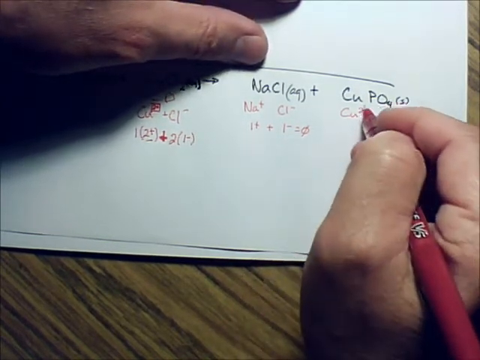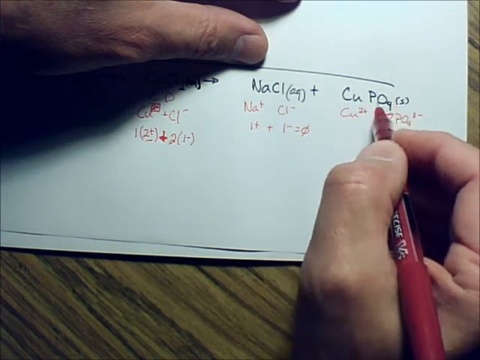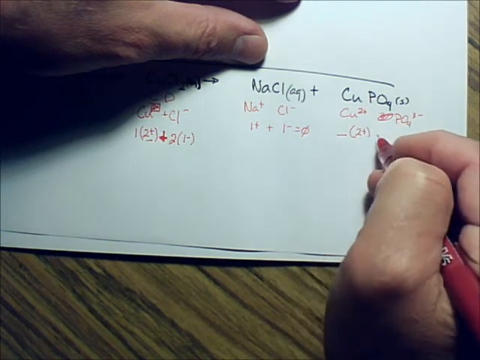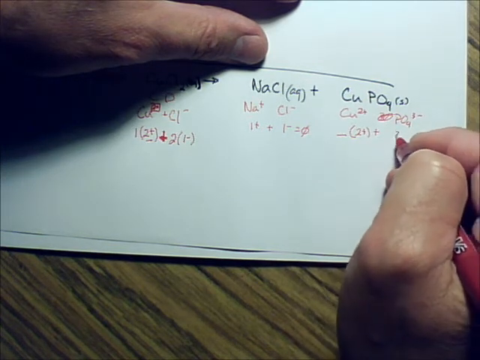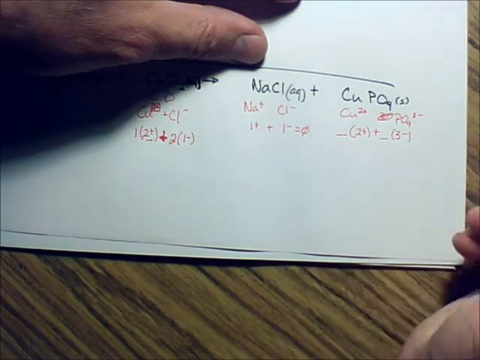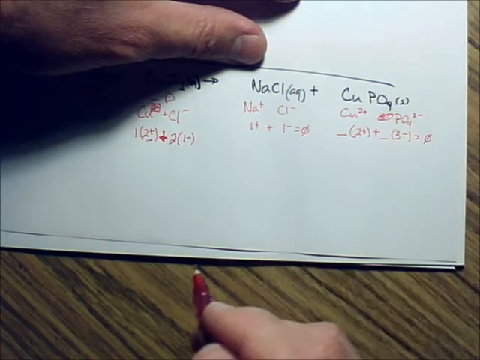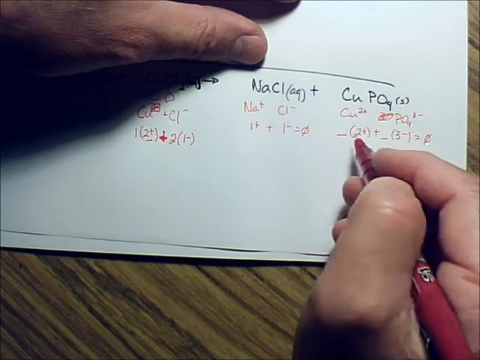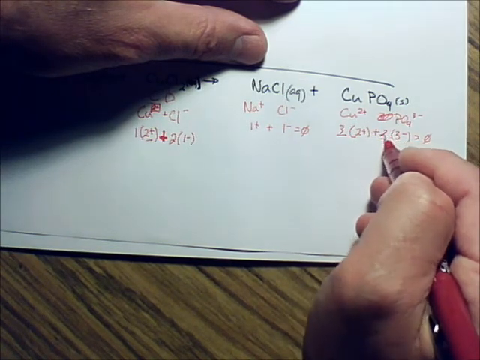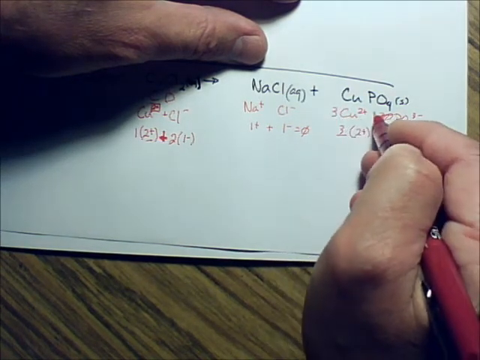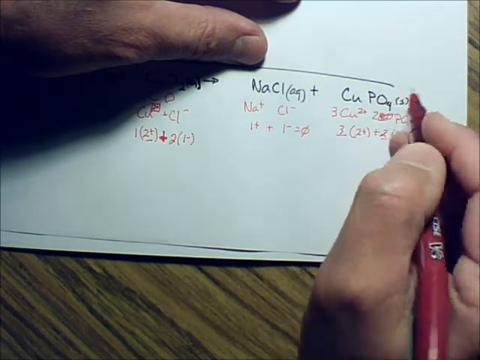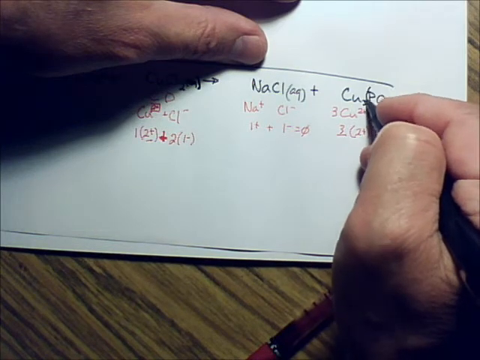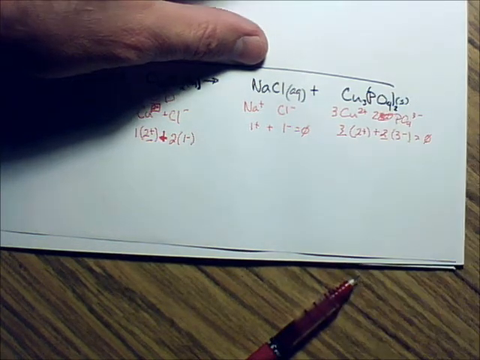So let's see, I'm trying to figure out how many coppers and how many phosphates. So I've got a 2 plus with some coefficient I don't know yet. I've got a 3 negative with some coefficient I don't know yet. And I've got to have the whole thing equal 0. Everybody understand what Shane's saying, how he got it? 3 and 2. So I got 3 coppers and 2 phosphates I'm going to need. So that means this is going to be a subscript 3 here and a subscript 2 there.